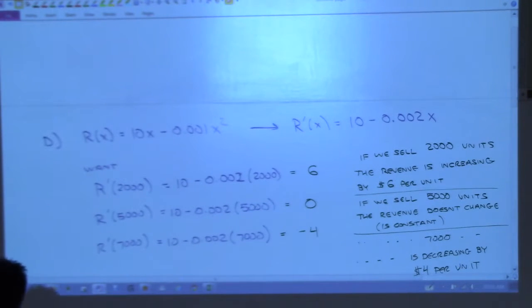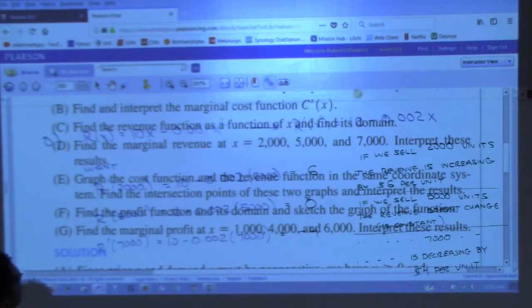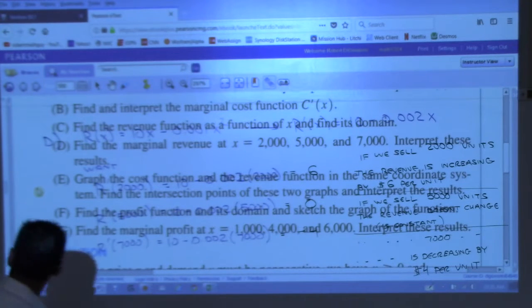Where is it? I don't know where it went. That's weird. Looks like I've completely lost this here. That's all right.